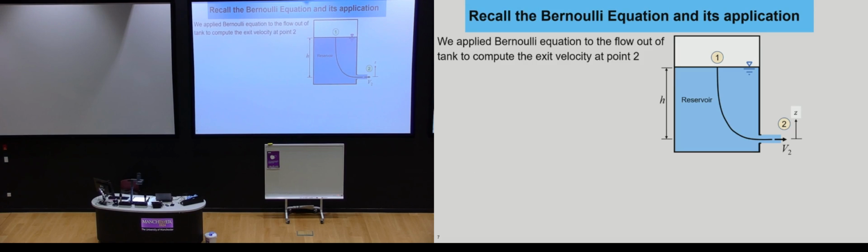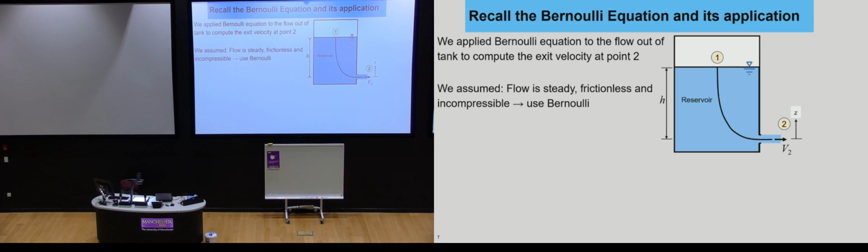So let's go back to the Bernoulli equation. We applied the Bernoulli equation to the flow in a large tank, and we looked at what happens when you've got a streamline from point 1 all the way through to point 2, where the fluid is exiting at a velocity v2, and here's the height between points 1 and 2, so that's height h. We assume the flow is steady, frictionless and incompressible. That's what allowed us to say we can use the Bernoulli equation here.